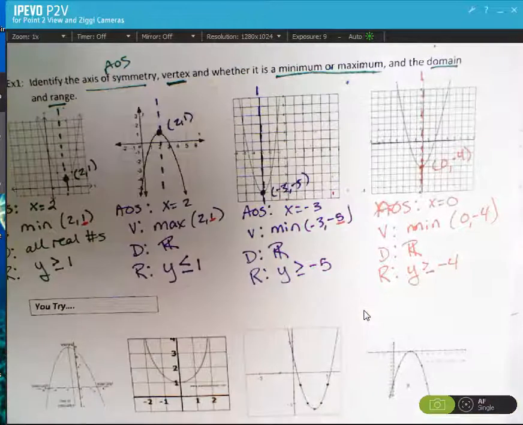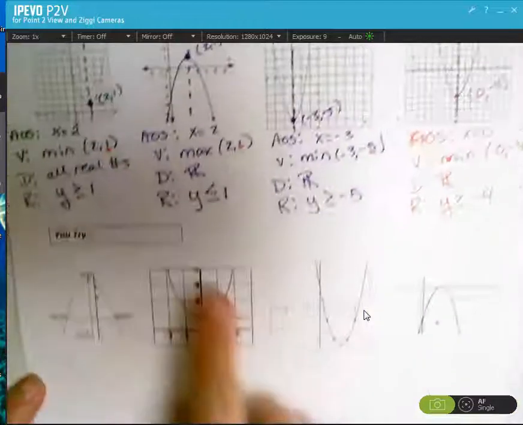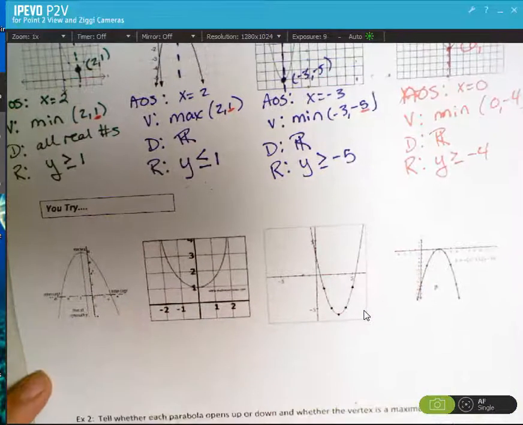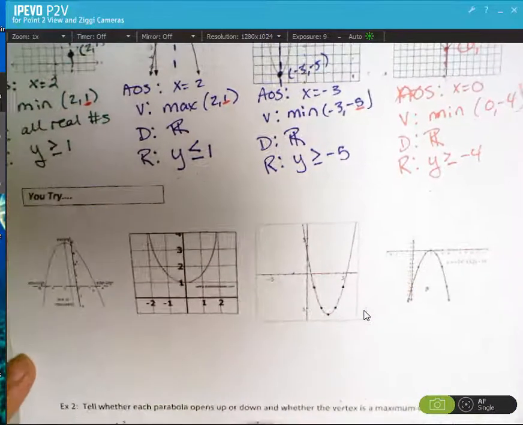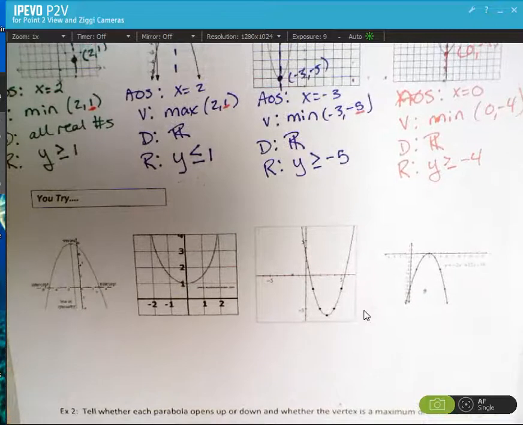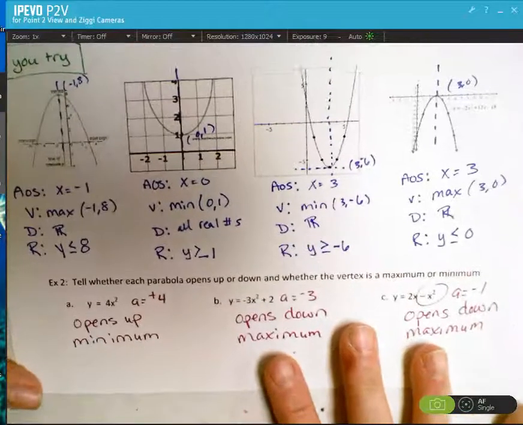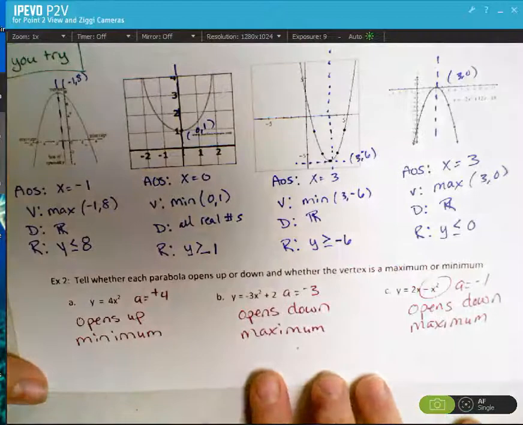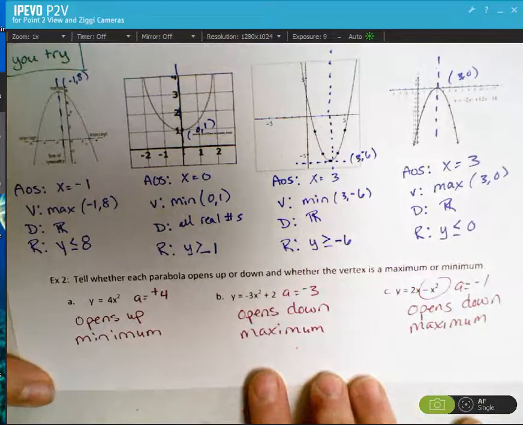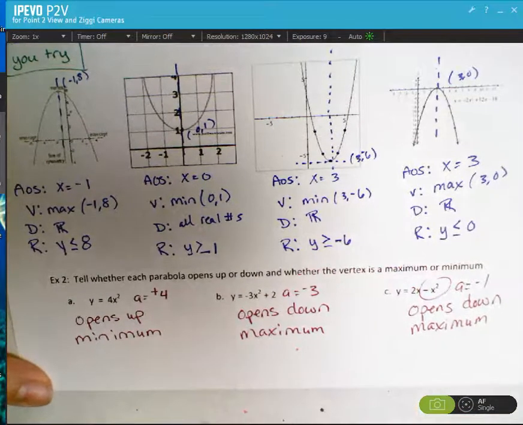Okay, so pause the video here, and then you try these next graphs as well as these last problems down here on the bottom. Come back and check your answers. Okay, that is what you should have gotten. You should pause your videos and check. If you didn't get them, make sure you jot some notes down or try again.